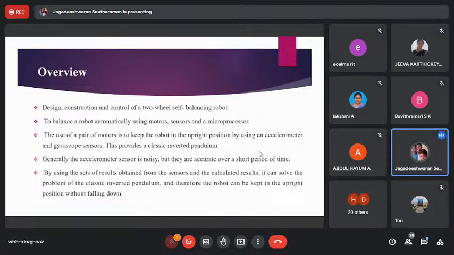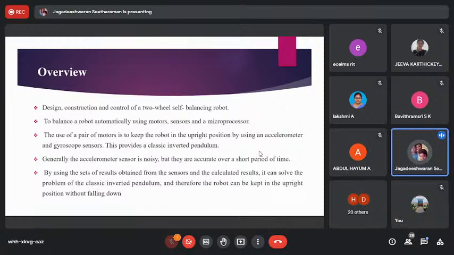Design and control of a two-wheel self-balancing robot to balance an unstable robotic platform automatically by using motors, sensors, and microprocessors. The use of a pair of motors is to keep the robot in an upright position by using accelerometer and gyroscope sensors. This will provide a classic inverted pendulum problem.